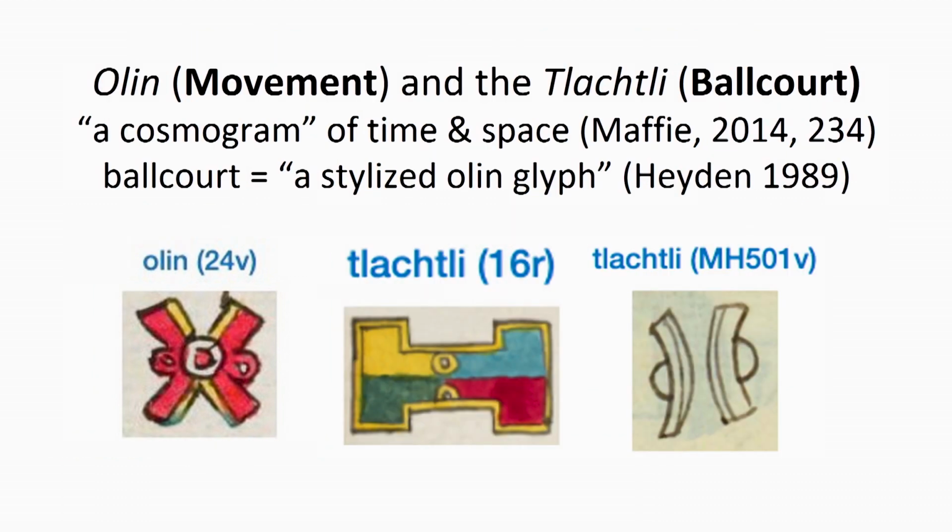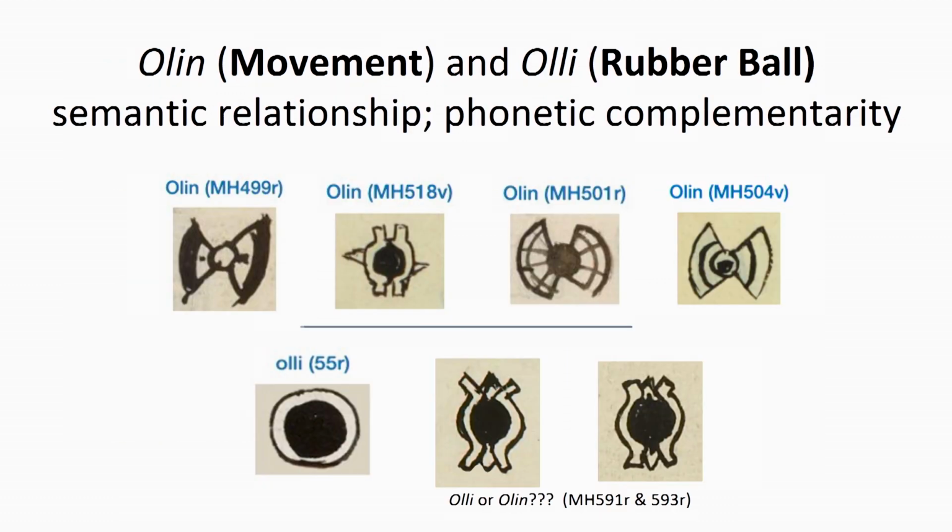And here's another Olin movement symbol linked to a ball cord. And the ball cord has this quincunx, the 4 cardinal directions, each one even painted a different color. And the center, where the rings are for the ball to go through, is linked to movement and is a cosmogram once again. So all of this repeats in different ways.